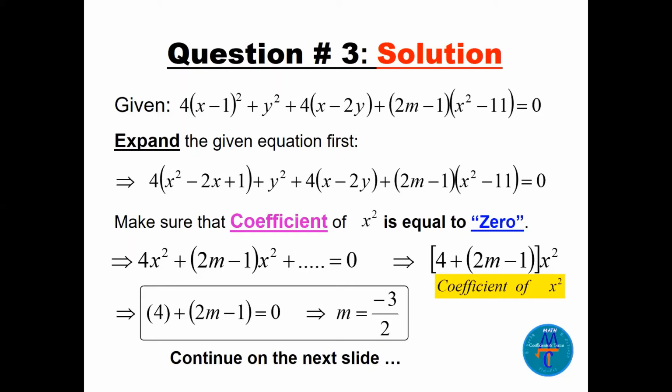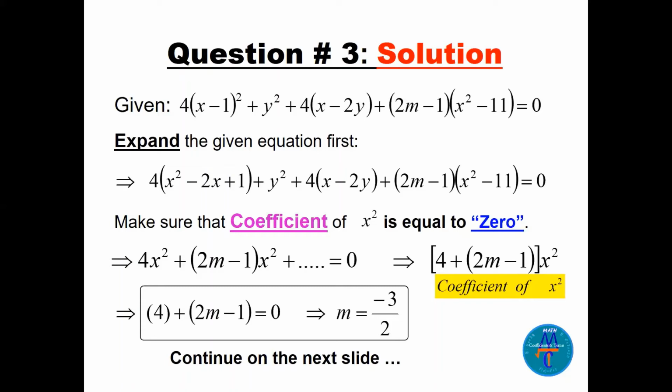So I make an equation from the idea of the question. I make 4 plus 2m minus 1 equals 0. Simple equation. So m will be minus 3 over 2 when you solve for m here. So this is the only number, m equals minus 3 over 2, that we can replace in the given to find horizontal. I will continue on the next slide.